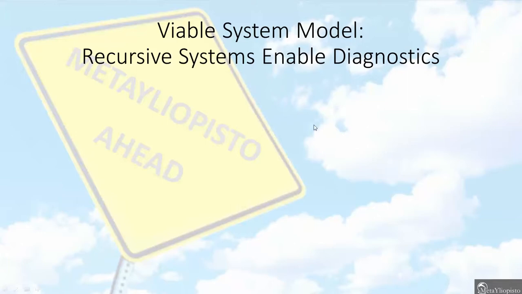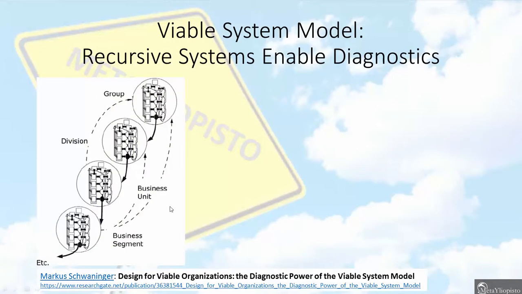The viable system model is very reliable because it contains recursive system theory, which enables diagnostics, fault isolation, and repairing faults and failures. It contains the principle of a similar architecture for certain levels of organization to all levels. It's a principle of one architecture of a viable system. It can be created for a group, division, business unit, business segment, and so on.